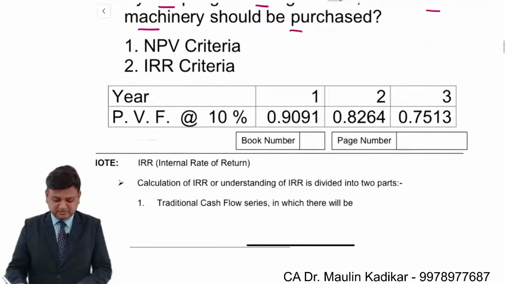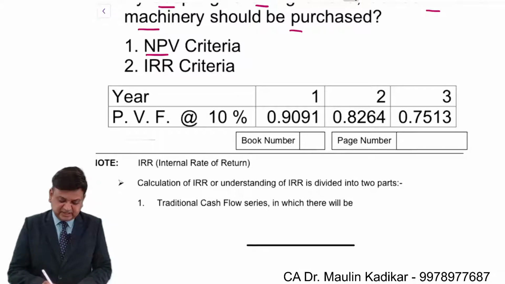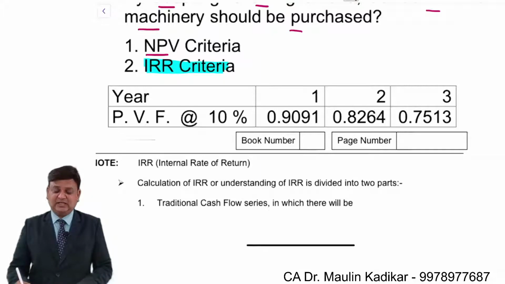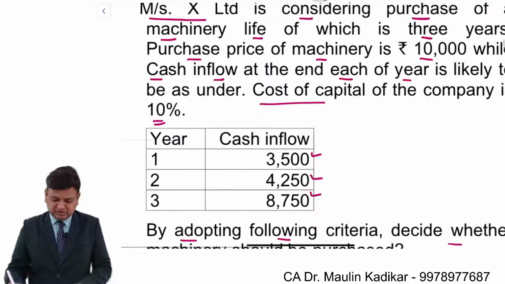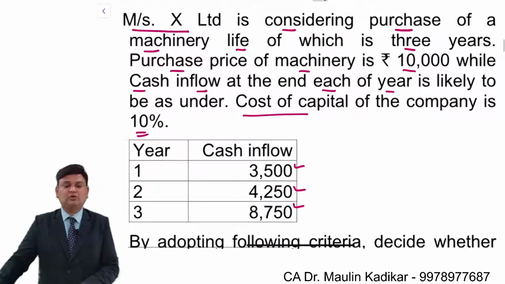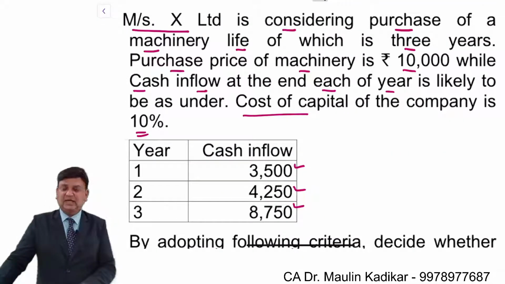That is the question. The first one is, as usual, the NPV criteria, and there is a new criteria which has been introduced over here. That is called the IRR criteria. Year 1 to year 3 discounting factors information has been given to us. I request all of you to compute the NPV of the project, and then I'll explain how to calculate IRR.